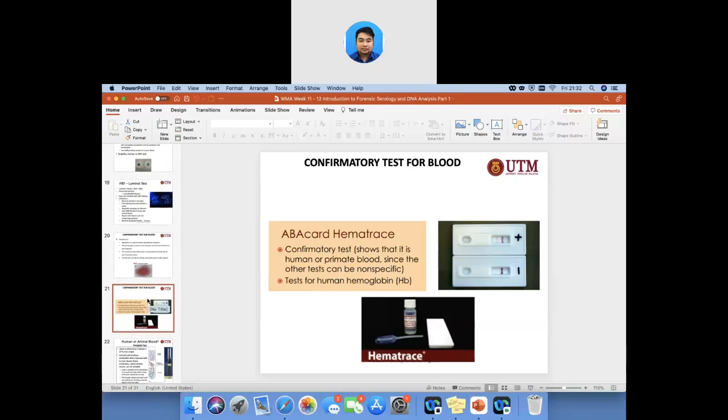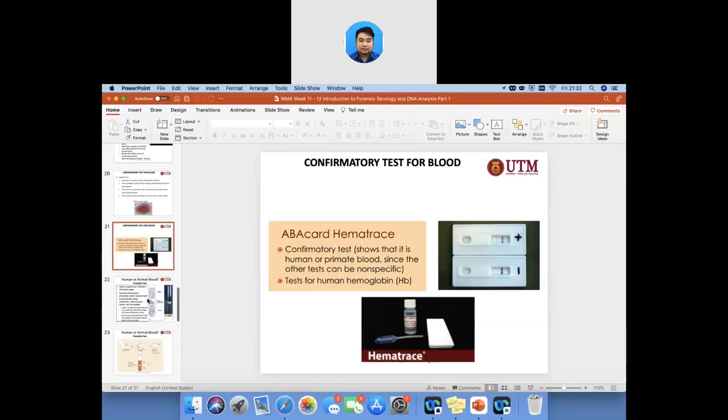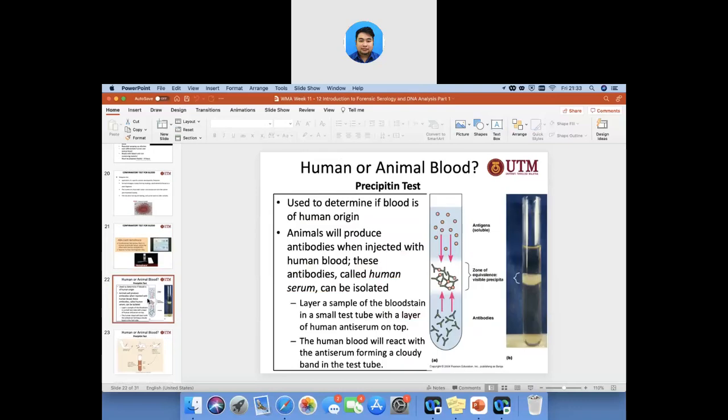So when you have a presumptive test, you can see that, okay, this is blood. When you bring it to the lab, you can have the Takayama test and the ABA card Hemotrace as well. Okay, so now we have answered the first question. Now we need to answer whether the blood is human or animal blood. So we can use the precipitin test.